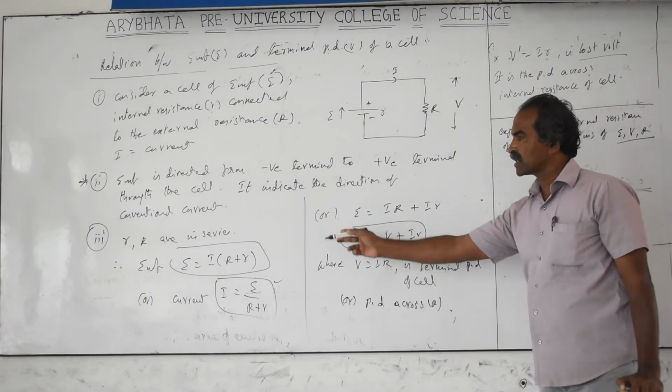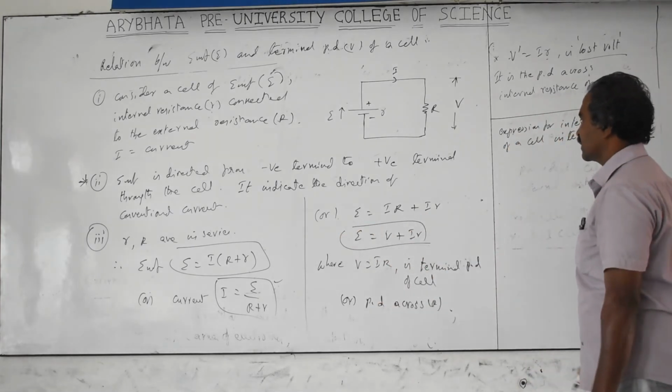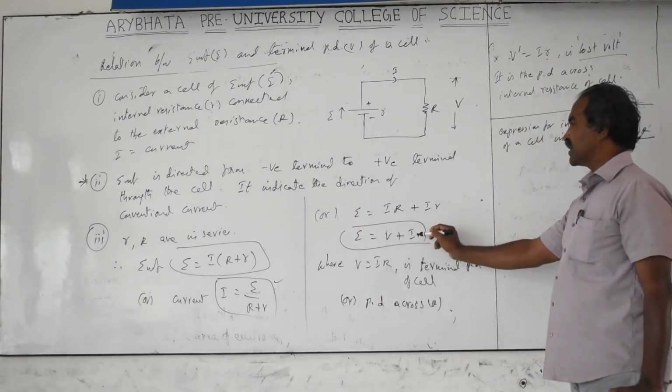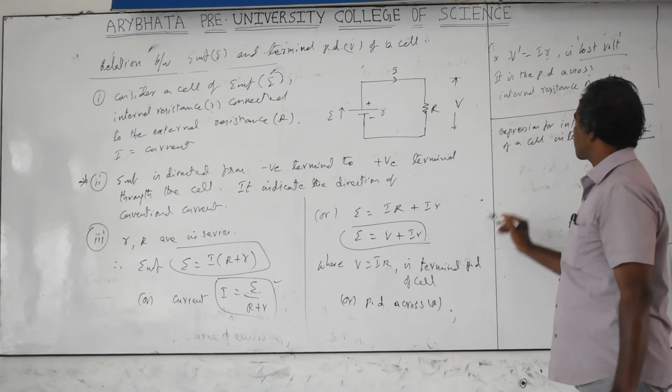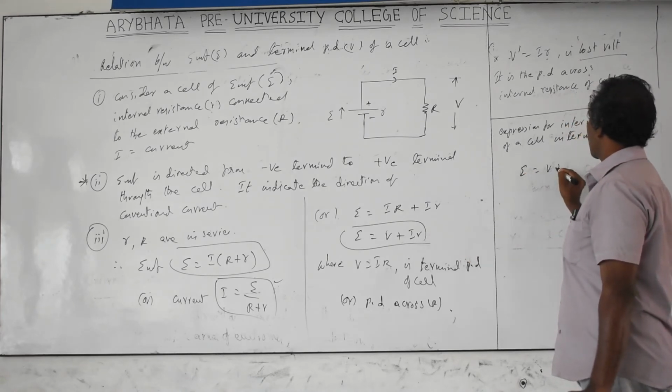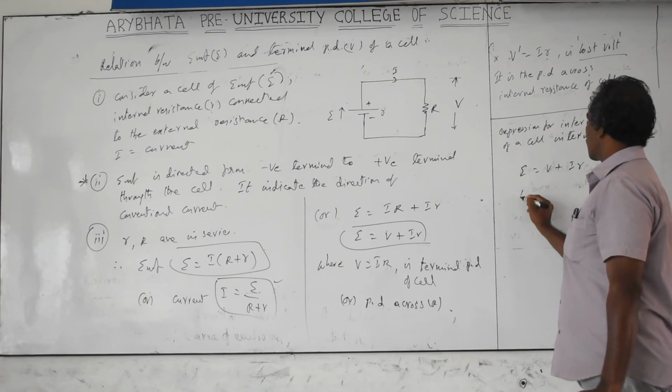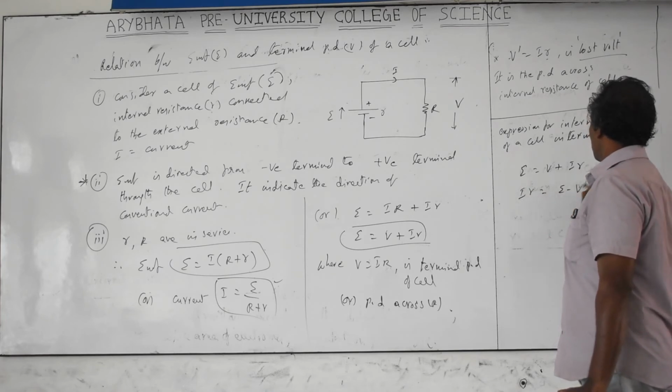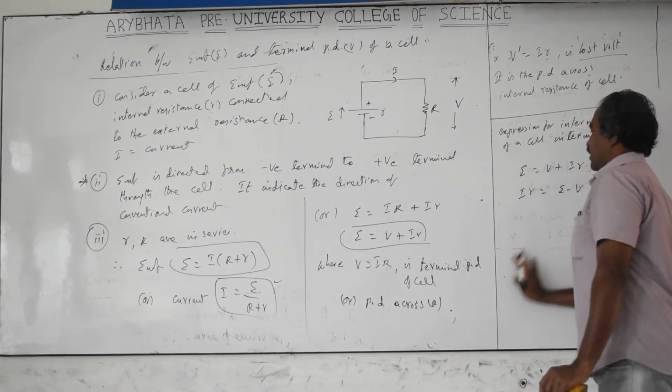We could take this one or that one also. What is always E equal to V plus Ir. I want this r relationship. E equal to V plus Ir, so Ir becomes equal to E minus V.